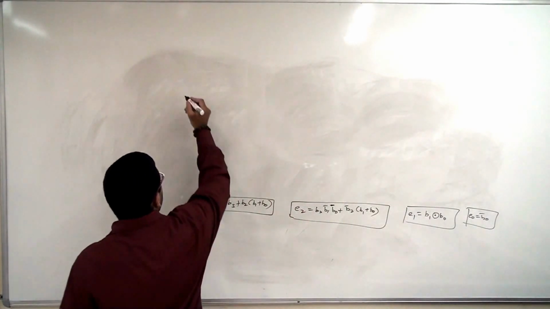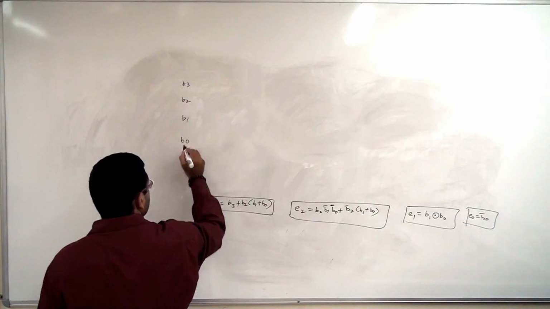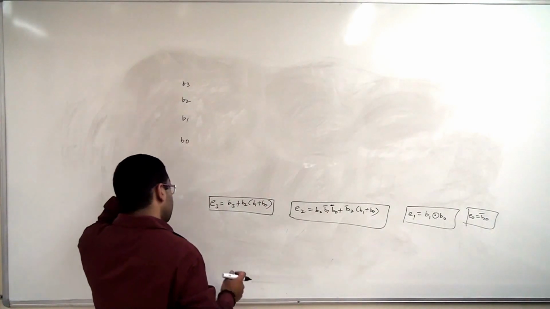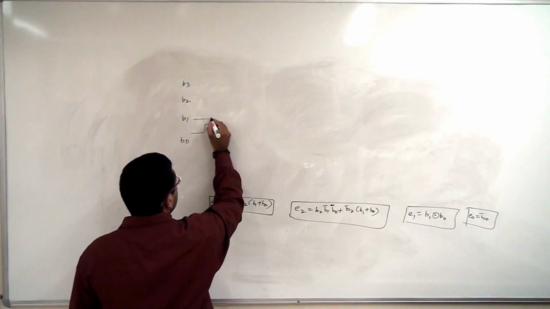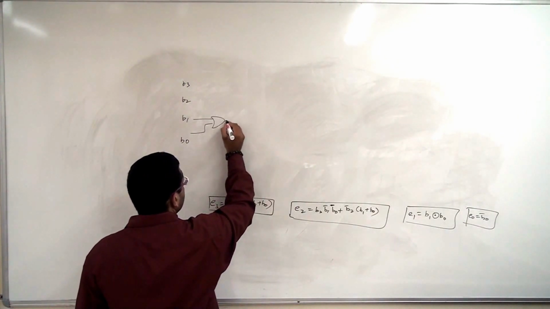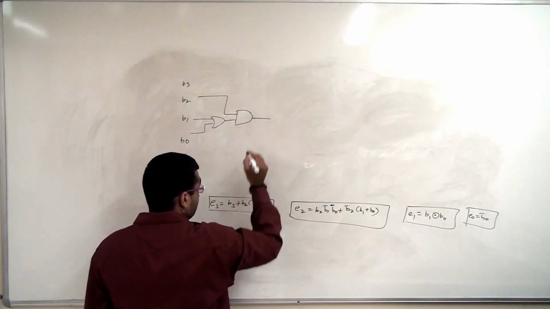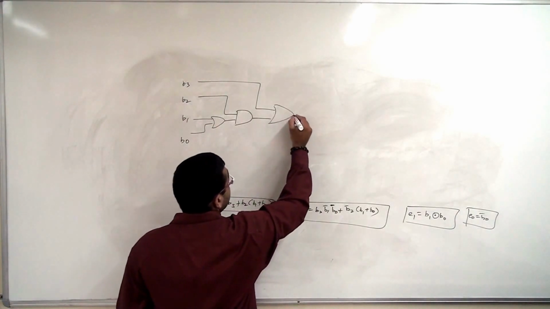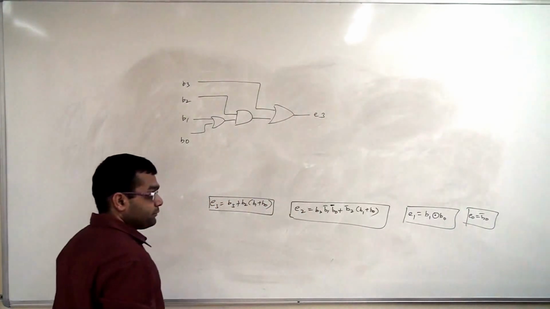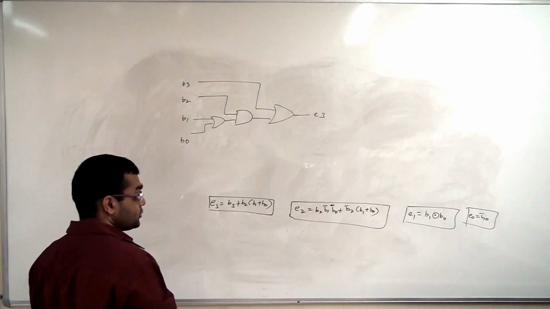What do I get? I have B3, B2, B1 and B0. So E3 is B3 plus B2 times (B1 plus B0). We have to generate B1 plus B0: I put in an OR gate, AND it with B2, and whatever the output, OR it with B3. This is my E3. Similarly, we can draw the other circuits also.